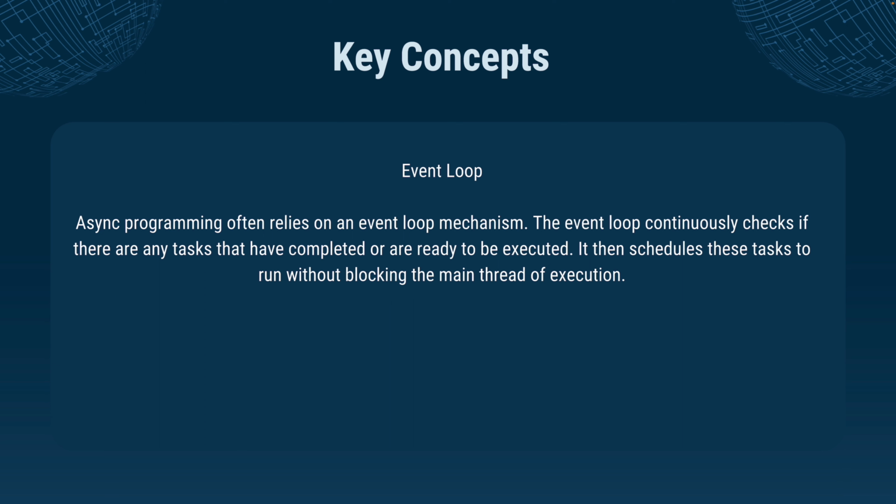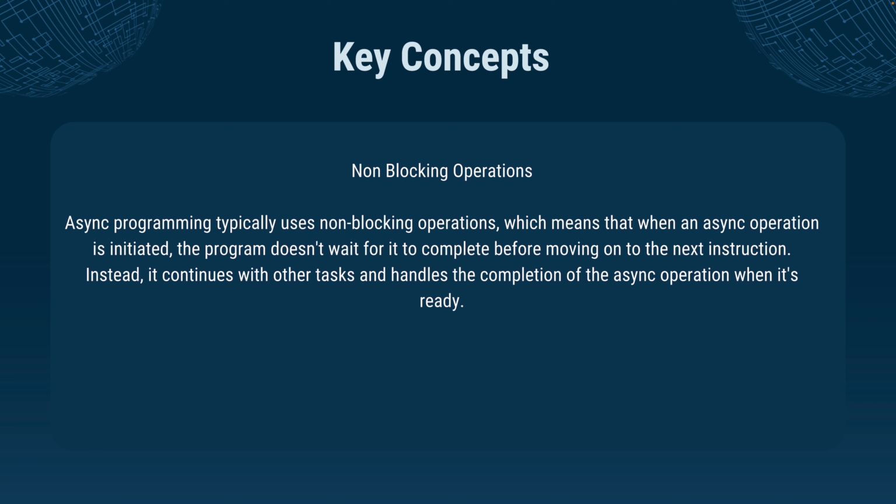They pretty much represent the same meaning or same significance, but they are different concepts and you should be aware of them. Non-blocking operations, which again pretty much means the same thing: when an async operation is initiated, the program doesn't wait for it to complete and it moves on to the next instruction. So it continues with the other task and it handles the completion of the async operation when it's ready.